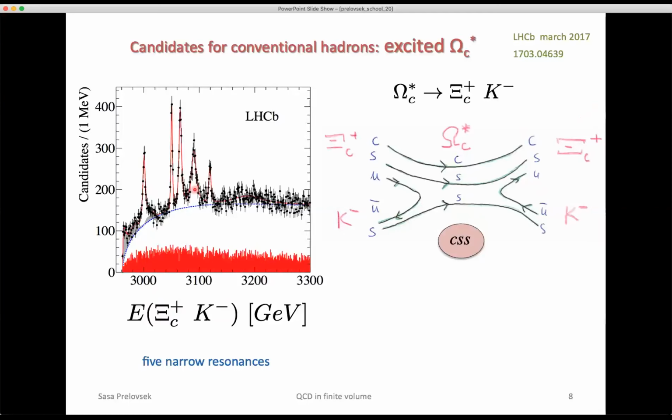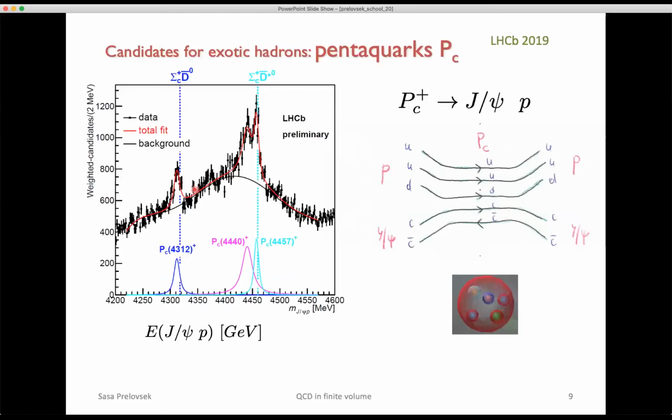Okay, conventional ones. Okay, some exotic states now. Everybody of you probably has seen the pentaquark results. This is from last year from LHCb. So what's that? There are bumps in the invariant mass of J/psi proton.